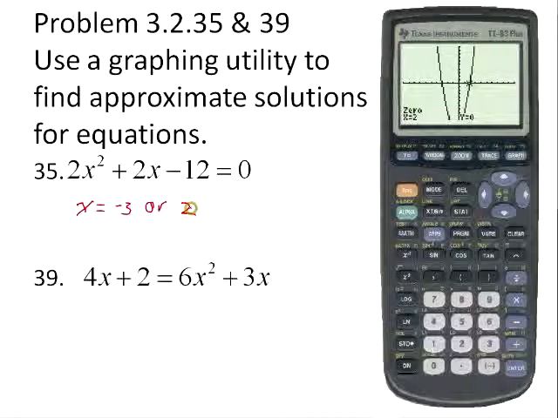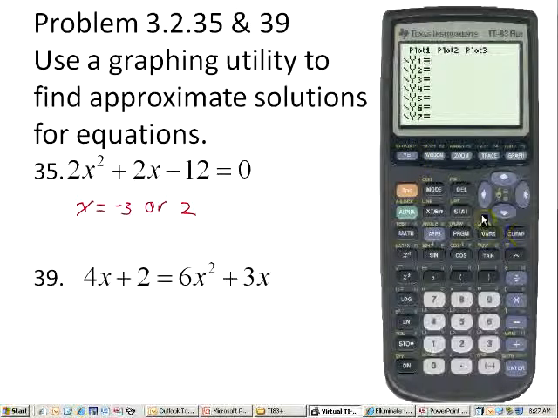Now let's do the second equation. On the second equation, I'm going to demonstrate a different technique. So first of all, we're going to get into the y equals menu. Let's clear out what's there. Instead of doing the algebra and setting this equal to 0, I'm going to enter two separate equations. One of them is going to be 4x plus 2. So let's put that in here. That'll be one equation. The other equation, on the other side of the equal sign, is going to be 6x squared plus 3x.